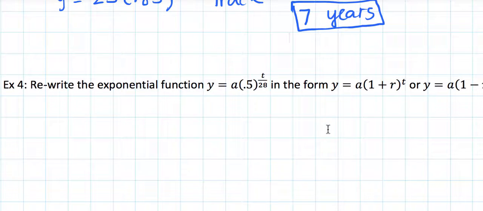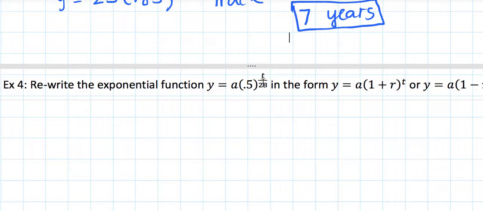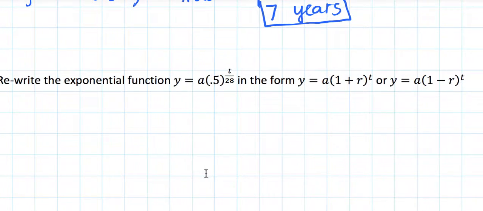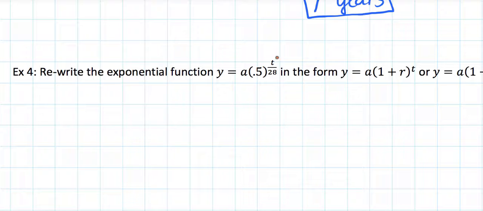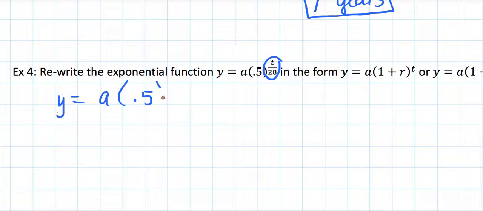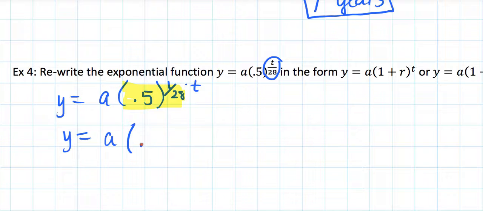Example 4. Let's rewrite the exponential function y equals a times 0.5 to the t over 28 into our general exponential model of a times 1 plus r to the t or a times 1 minus r to the t. So we're going to go ahead and use properties of exponents first, and let's just rewrite t over 28 as 1 over 28 times t. That's going to allow me then to rewrite that piece in the middle, 0.5 to the 1/28th power, as a single number. So we're going to calculate that in our calculators. Just do 0.5 to the 1 over 28 power by using the caret, and you'll get 0.9755.